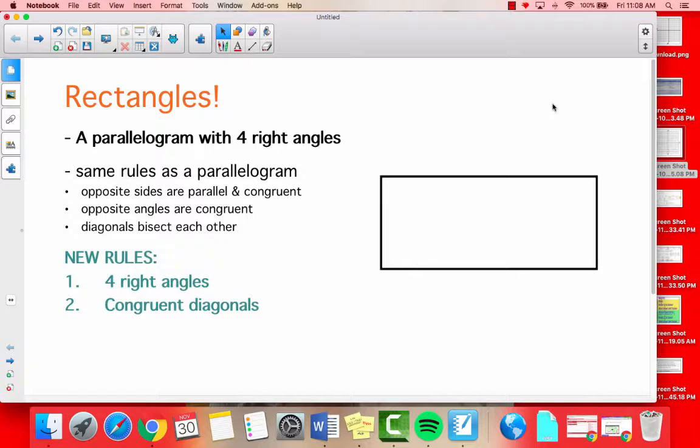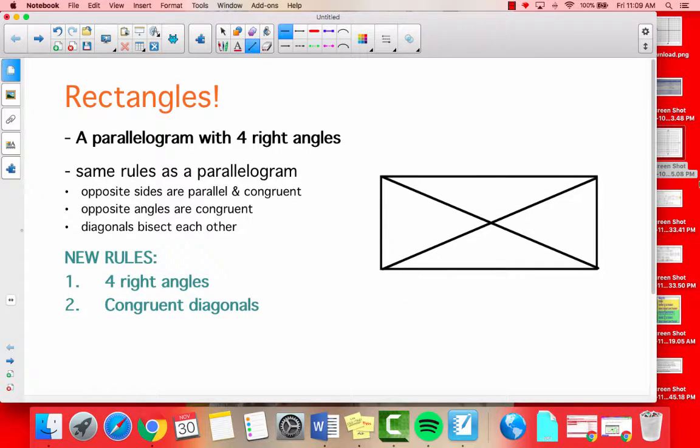But we really only have two new rules today. The first one is that in a rectangle, all the angles are going to be right angles, and that's going to be helpful if you're missing any measures. And then the second new rule is that the diagonals are congruent. So in parallelograms, all we knew was that the diagonals split each other in half. Well, now we know not only do they split each other in half, but the lengths of them are actually going to be the same as well.